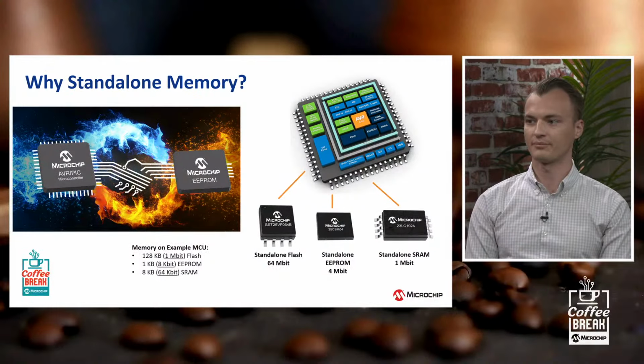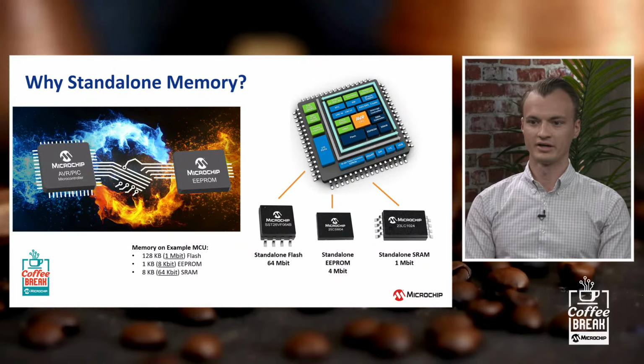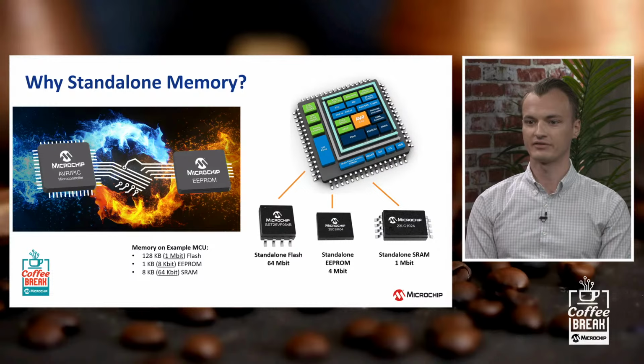Okay, so how much density or capacity are we talking about here, typically within the microcontroller versus standalone memory? Yeah, so if you look on the screen, I put up some example capacities that you'd find on a high-end, maybe an 8-bit microcontroller. At the bottom you see, might have 1 megabit of flash, 8K bits of EEPROM, and 64K bits of SRAM. But with standalone memory, you can get way more space.